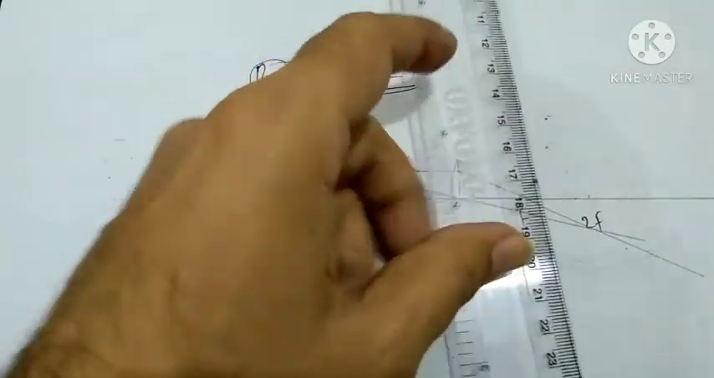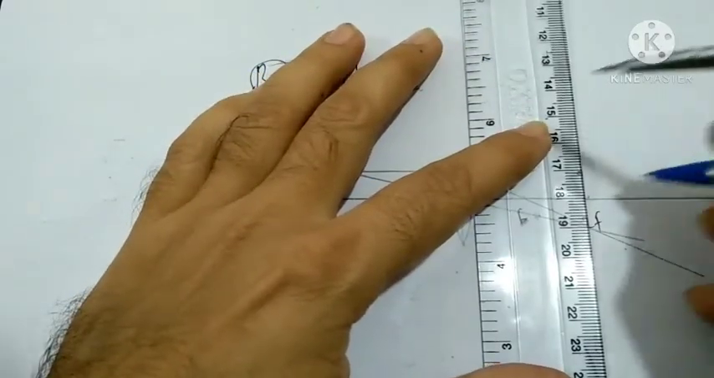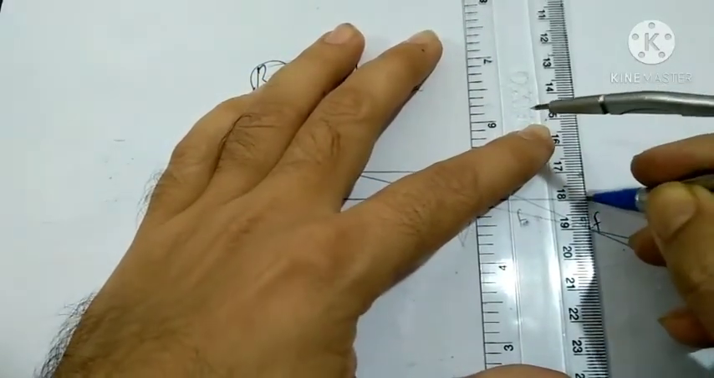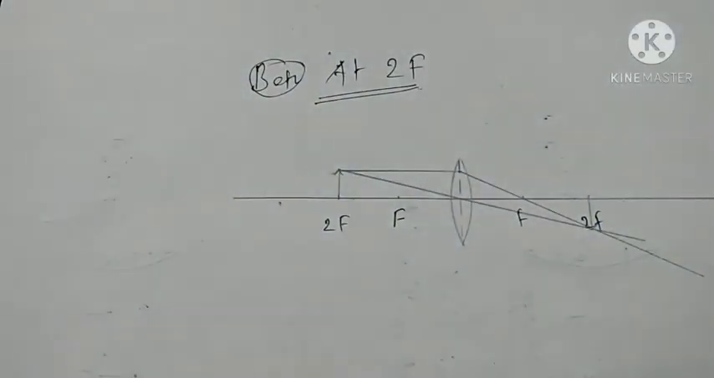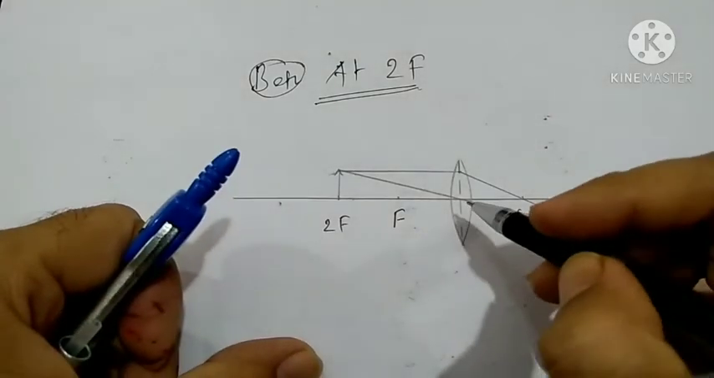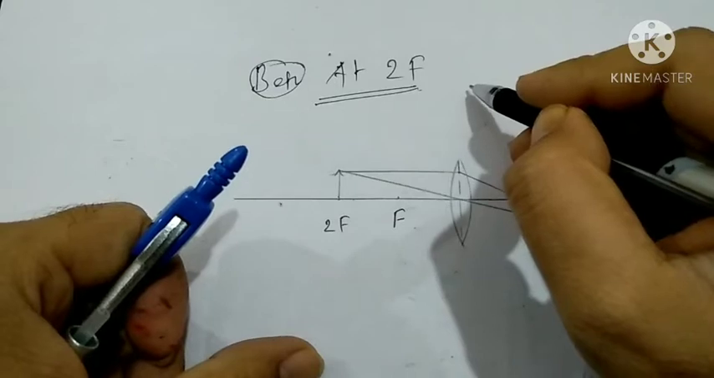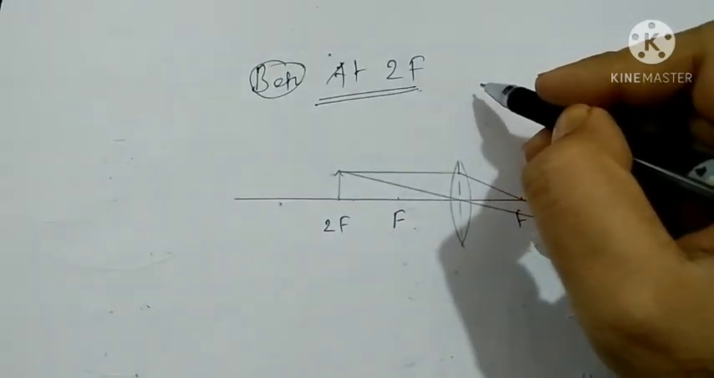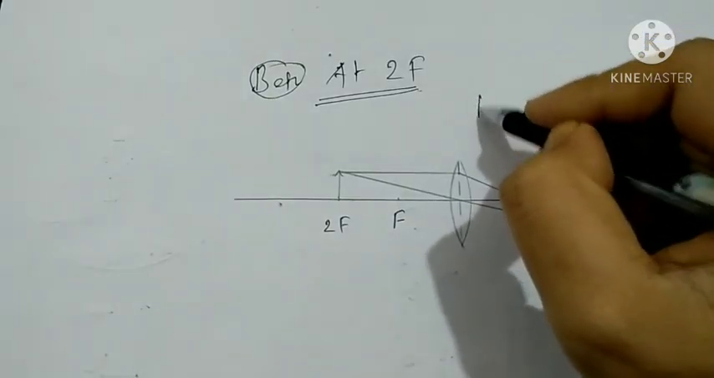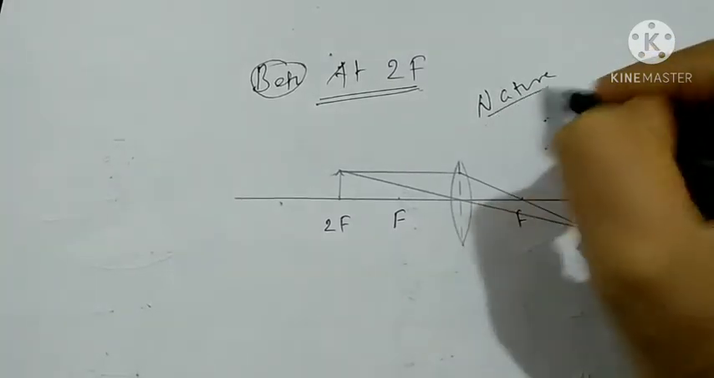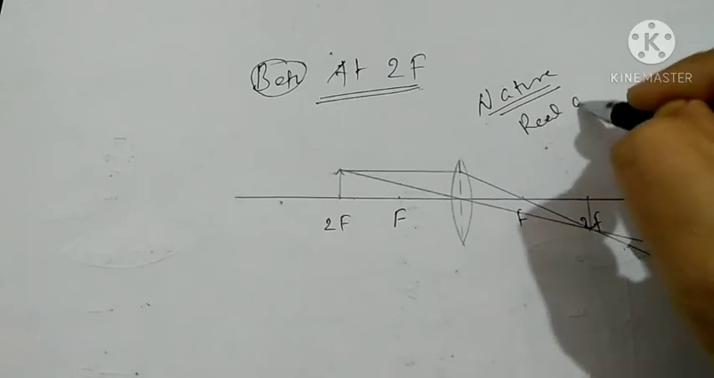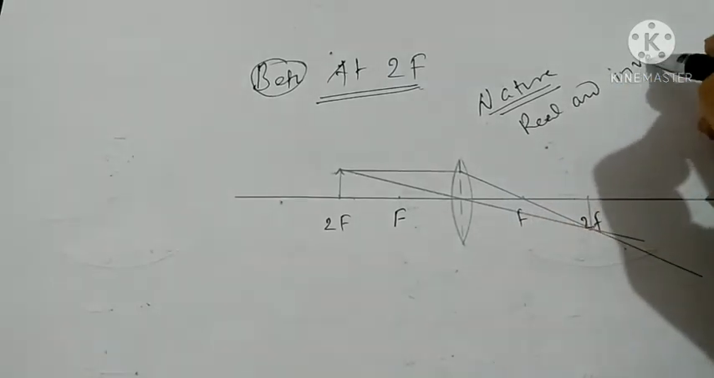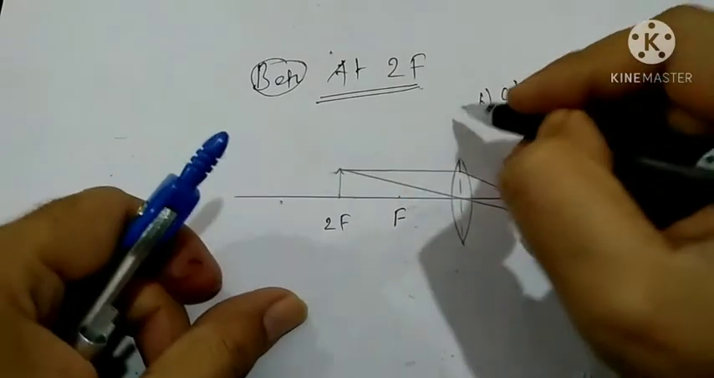I think now it is okay. The image is formed at 2f. The image is formed at 2f. So what should be the nature of the image? Nature is, first of all, real and inverted. This one is number 1.